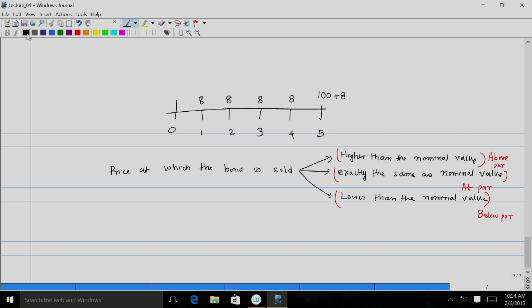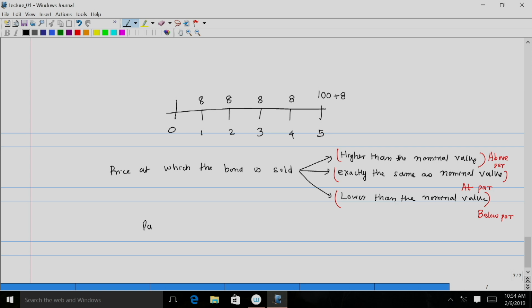So, it is obvious that in case of a pure discount bond, which is sometimes referred to as a zero coupon bond because it does not pay any coupons in between, I will pay a lower amount of money initially and receive a higher amount of money at maturity. That means the price of a pure discount bond is always going to be less than the nominal value. So, pure discount bonds will always be sold below par.